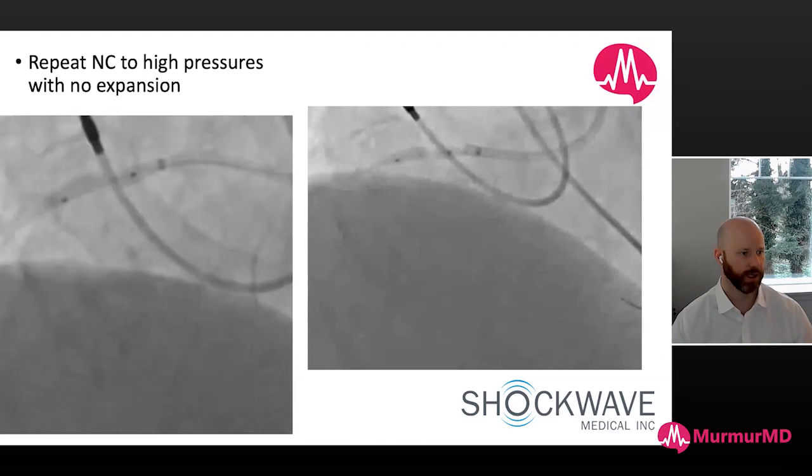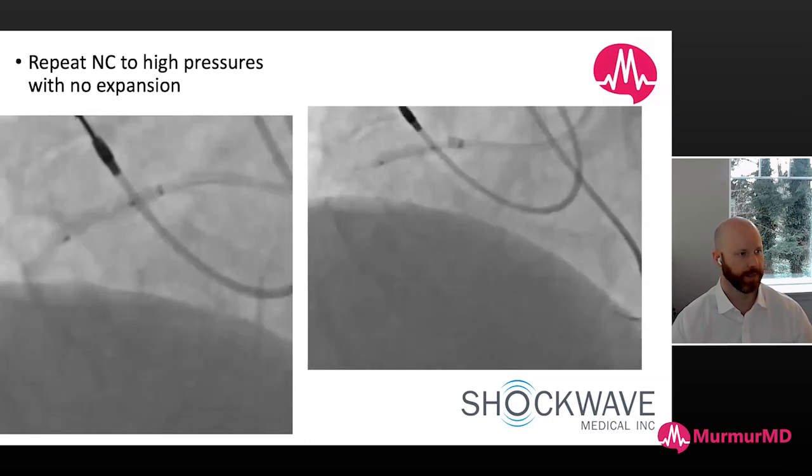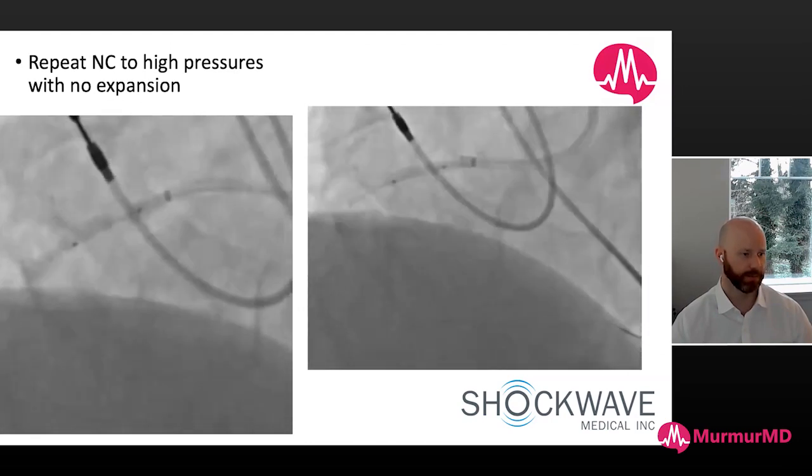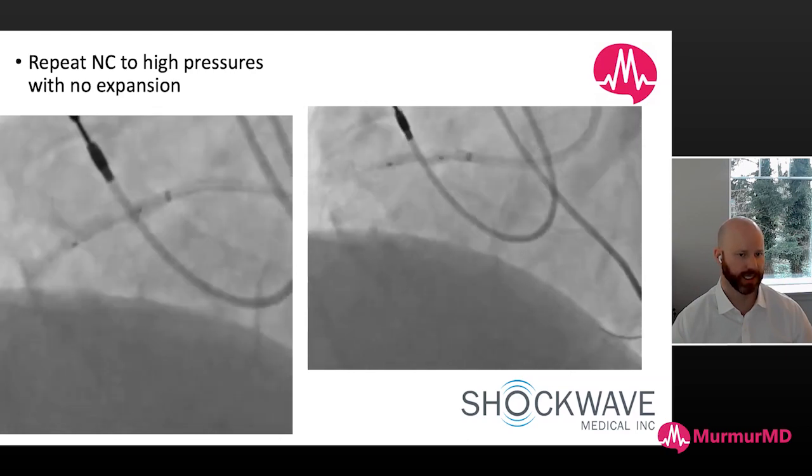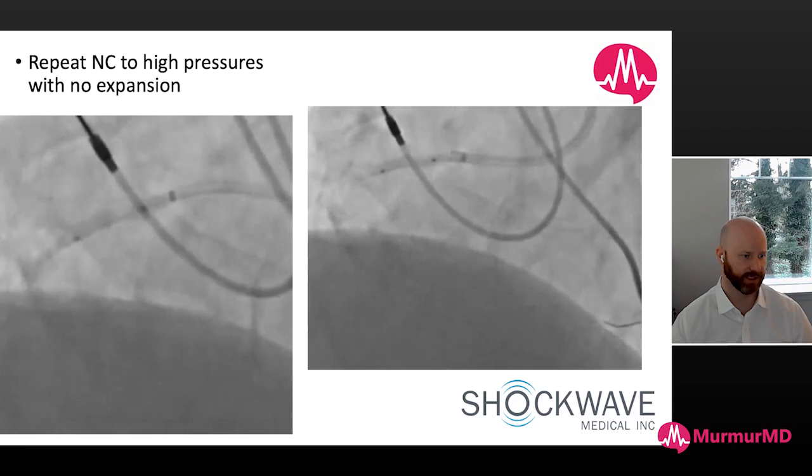At this point, we were called to help with this case. And we went ahead with repeat ultra high pressure balloon inflations with non-compliant balloons that were 1-to-1 sized. And you can see here we still have significant underexpansion.